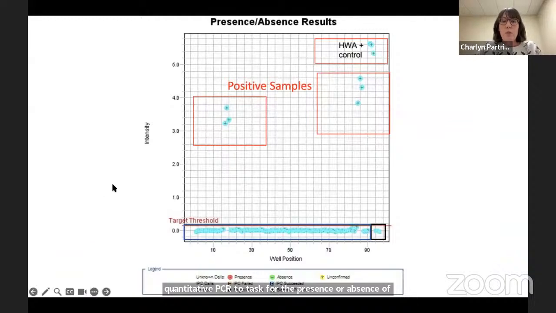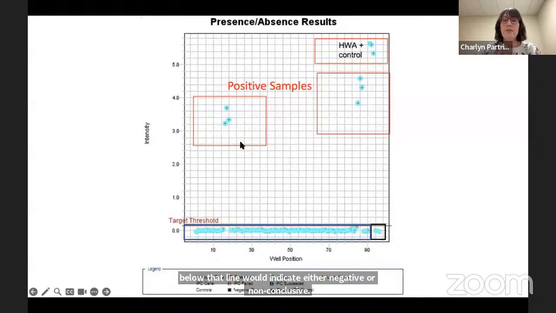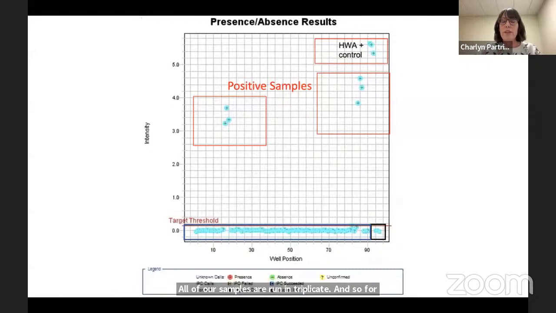And this is an example of what our results would look like for that presence-absence detection. So we have a target threshold, that's a line that's set here. Anything that's above that line would indicate a positive. Anything that is below that line would indicate either negative or non-conclusive. All of our samples are run in triplicate. And so for us, for something to indicate a positive, all 3 of those triplicates have to come back positive. So this would indicate 1 positive trap because all 3 triplicates came back positive. This would indicate a second positive trap.